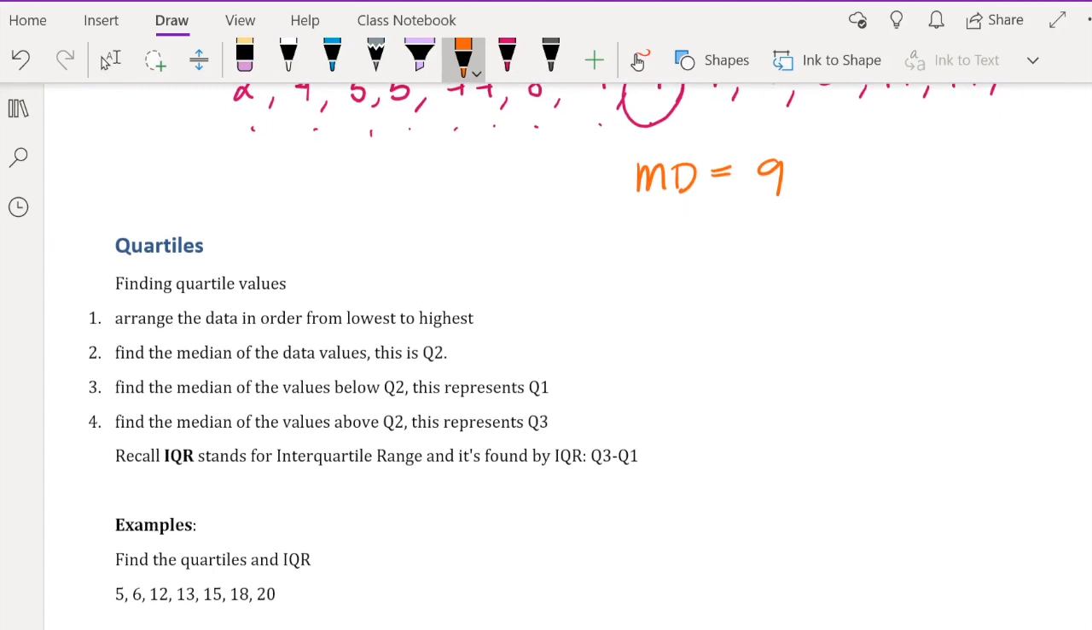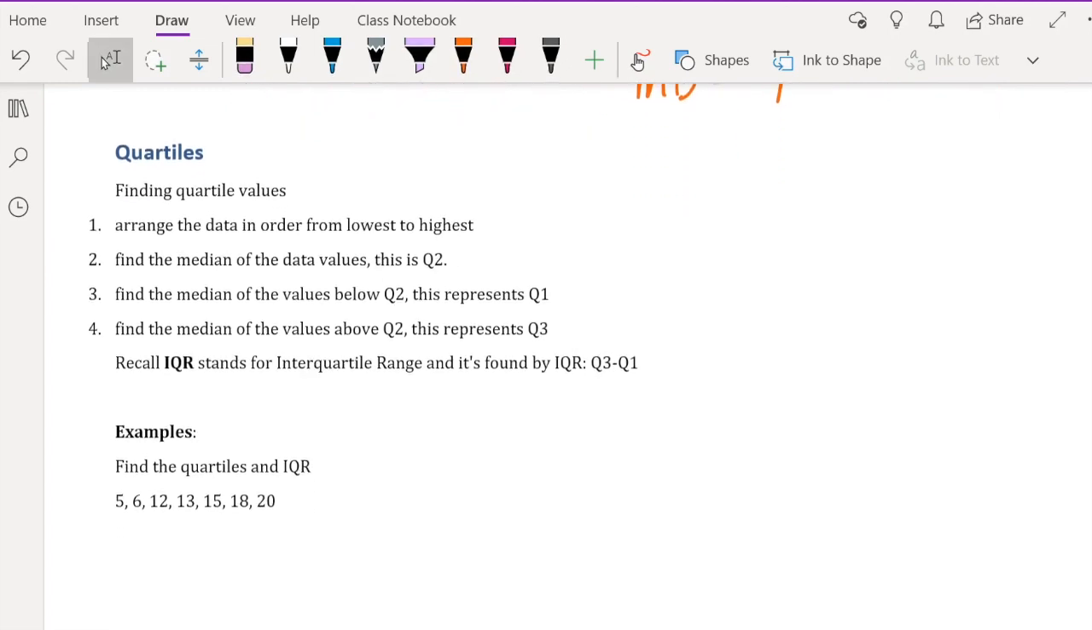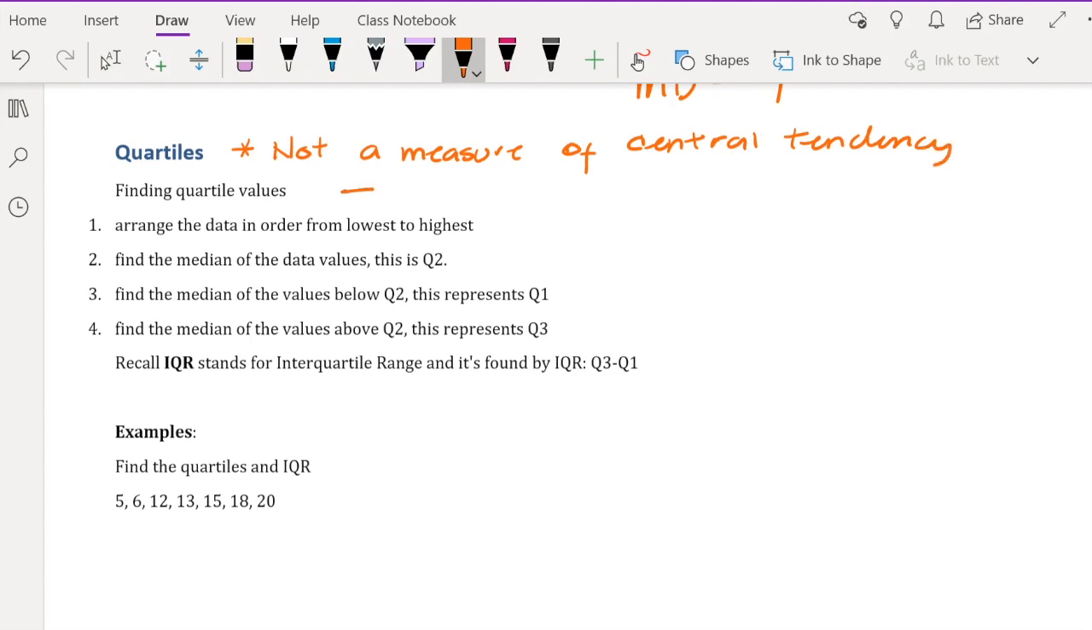Quartiles. So quartiles is not necessarily, I'm going to put a note here, not a measure of central tendency. It's actually a measure of position. That's important, just so you know.